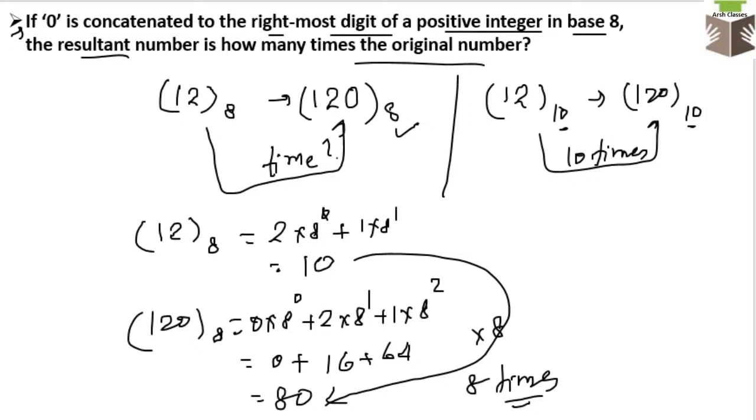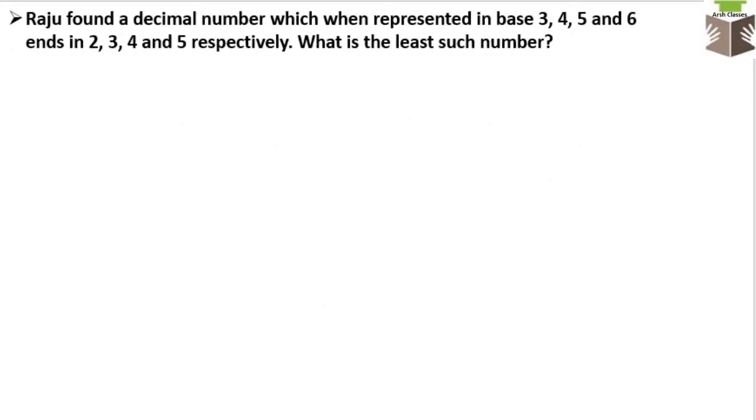Now look at the next question. Here this is a quite interesting question, and you can say this question will require your thinking ability also. This will basically check your thinking ability, how you think and how you solve the questions. The question says that Raju found a decimal number which when represented in base 3, 4, 5, 6 and so on, what is the least such possible number?